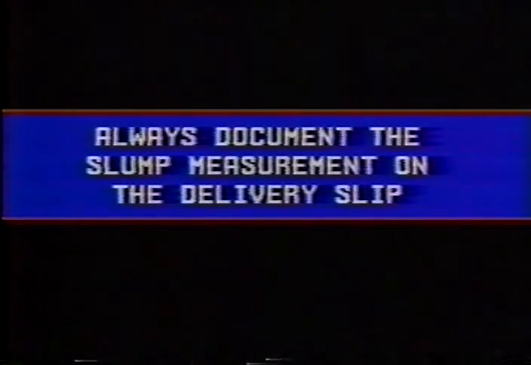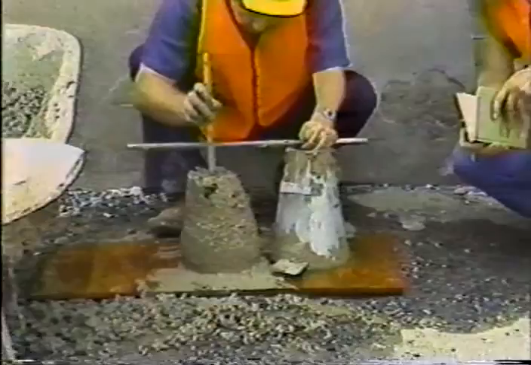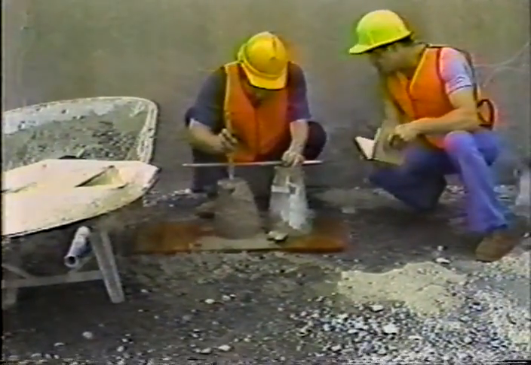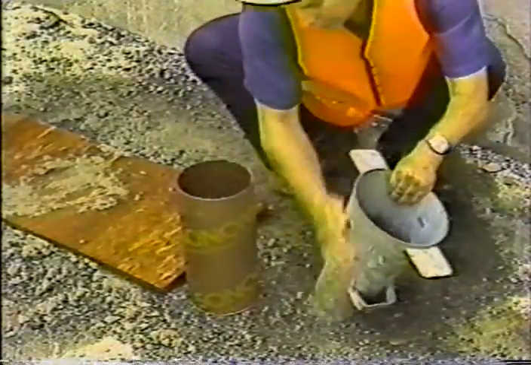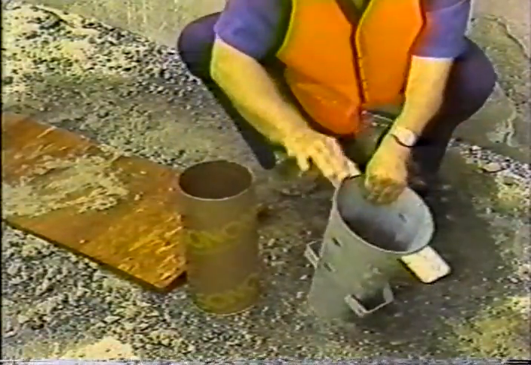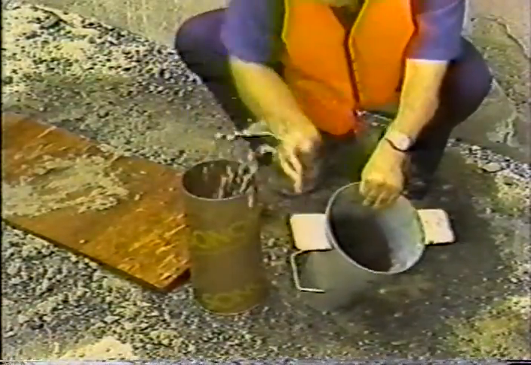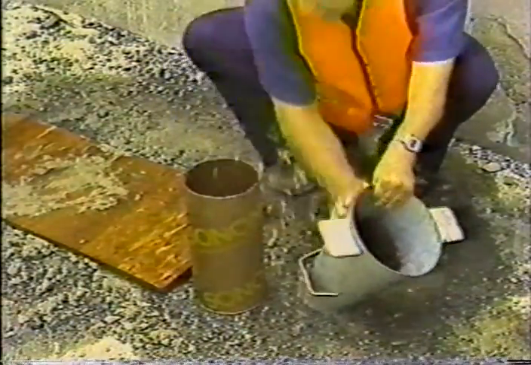Always document the slump measurement on the delivery slip. If the slump is not within the range that's called for, discuss the deviation with your supervisor right away. And of course, after the test, the equipment should be rinsed off, especially the rod and the inside of the cone. Then it'll be ready for the next time.